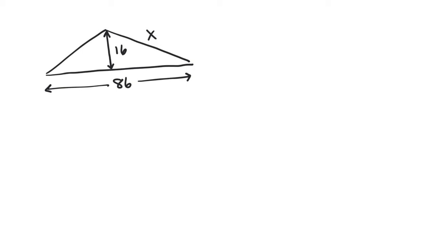In this problem, we have the base of a triangle is 86 and the height of the triangle is 16, and we need to know the length of one of those diagonals, x. So one of the things that is expected that students know from high school geometry is the Pythagorean theorem.